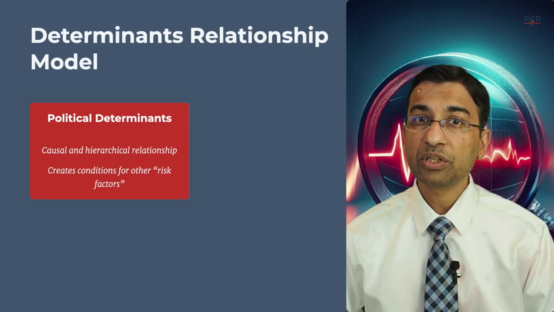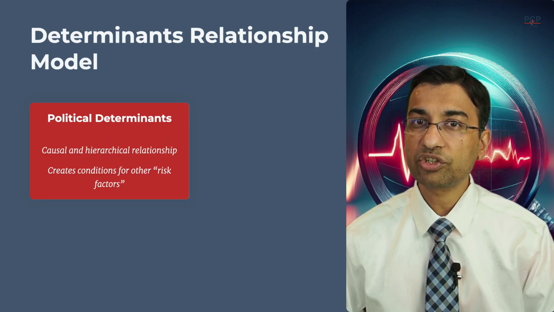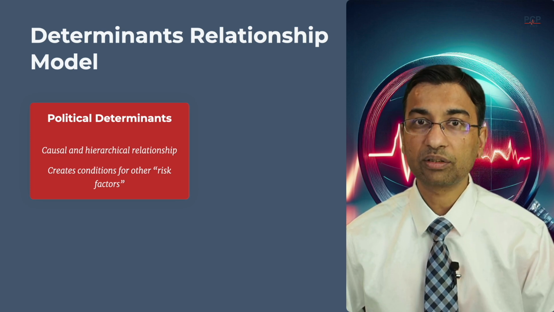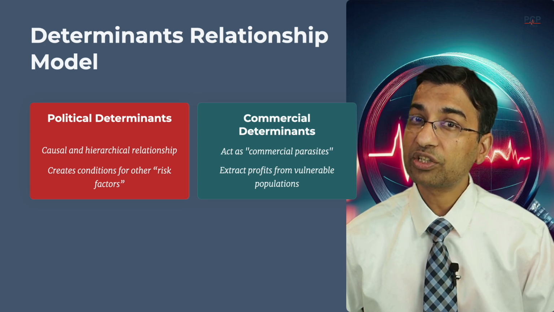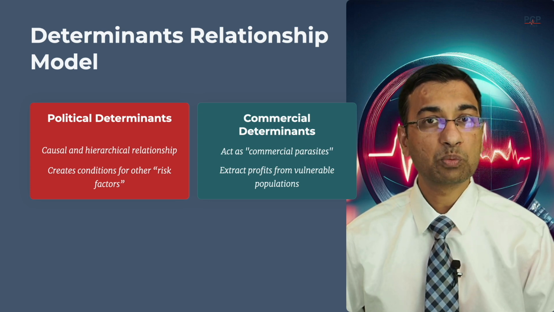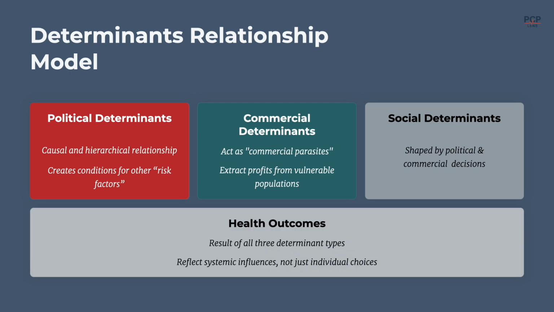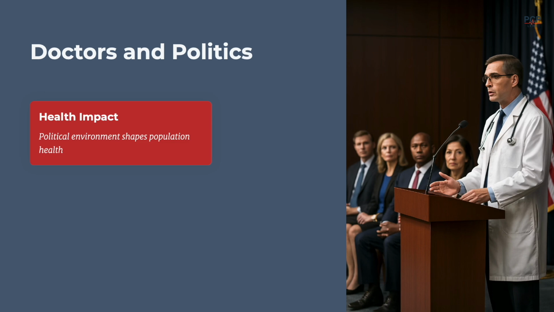Essentially, political determinants form a causal and hierarchical relationship with the other determinants of health by creating conditions for risk factors for poor health. Commercial actors, acting as commercial parasites, swoop in to extract profits from these vulnerable populations. This then creates inequities shaped by political and commercial decisions. These systemic influences from political, commercial, and social determinants determine health outcomes. Individual choice is just an illusion, similar to the recycling example that I gave in my prior video on commercial determinants of health. So where does this leave doctors?